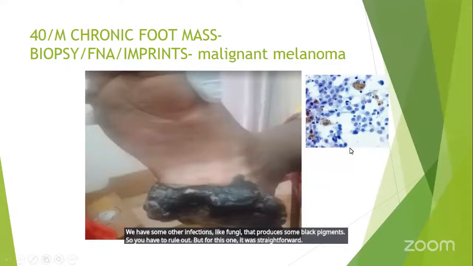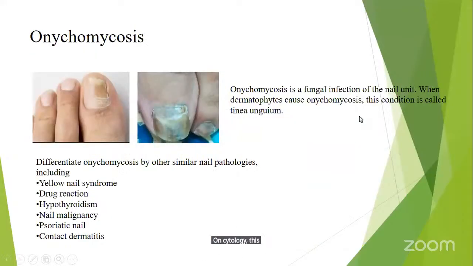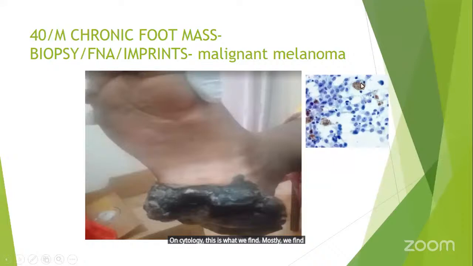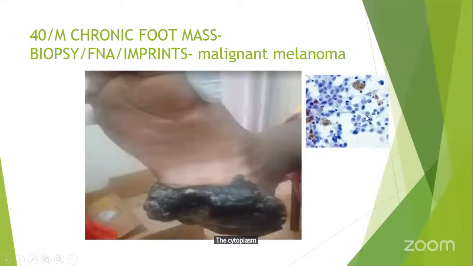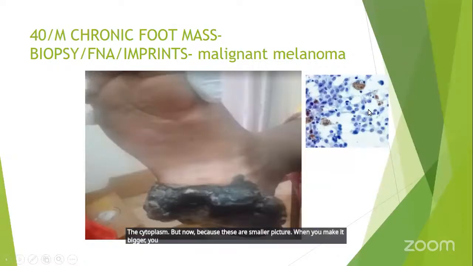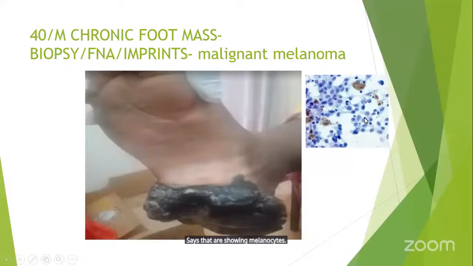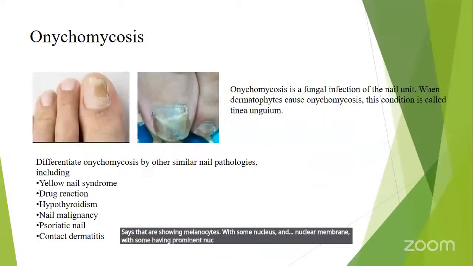On cytology, this is what we find. Mostly we find these histiocytes that have a lot of melanin pigment inside the cytoplasm. But now, because this is a smaller picture, when you make it bigger, you will see that there are cells showing melanocytes. They are polygonal with some nucleus and nuclear membrane, with some having prominent nuclei.